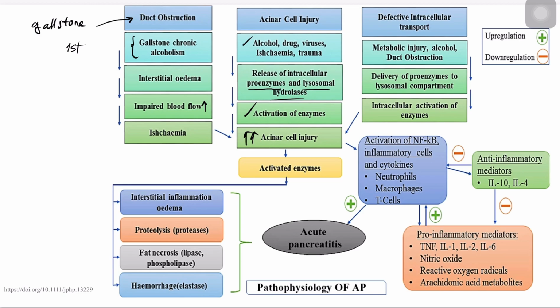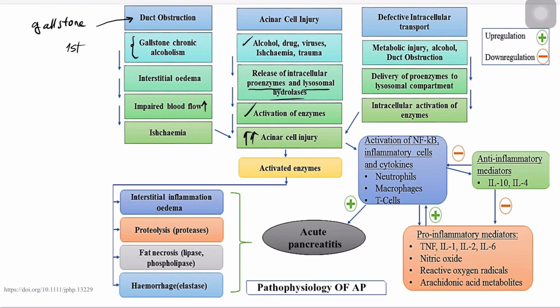Also, pro-inflammatory mediators increase: nitric oxide, tumor necrosis factor, interleukin 1, 2, 6. Reactive oxygen radicals are also increased. Hyaluronic acid metabolites can cause COX and LOX to be activated, and this increases the inflammation and can cause acute pancreatitis.